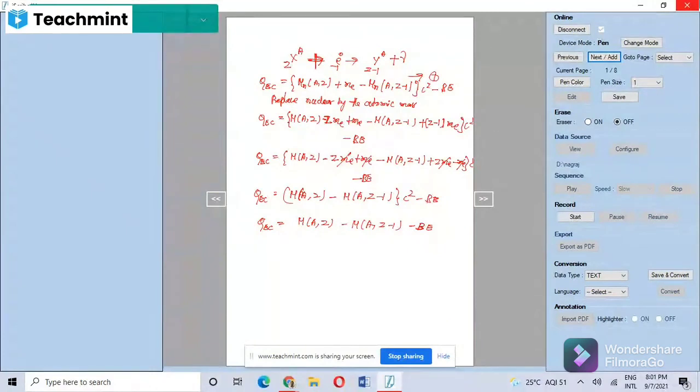Therefore, if the electron binding energy B is very small, as in the case of lighter atoms, this condition reduces to M of A comma Z being simply greater than M of A comma Z minus 1. That means if this binding energy is very small, then M of A comma Z is greater than M of A comma Z minus 1.